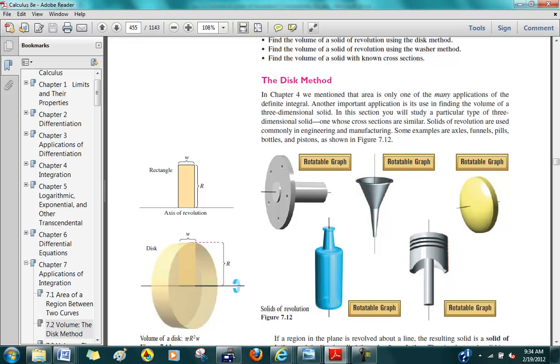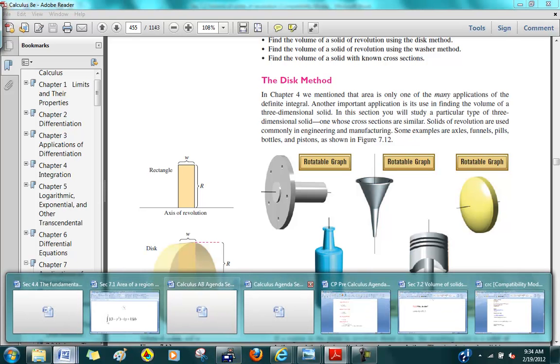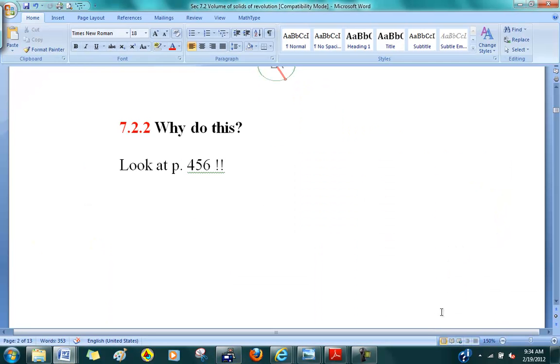Typically AP questions, a couple of free response AP questions out of this chapter. All right, what am I going to do? I am going to do examples.